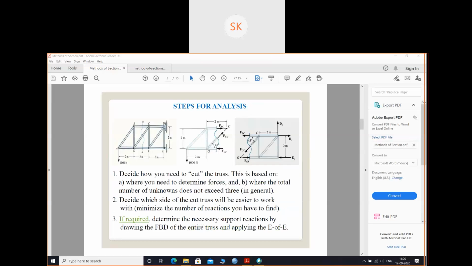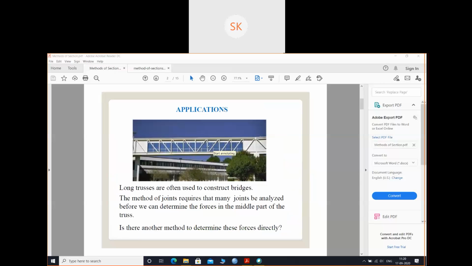So what is basically the method of sections? Suppose in truss analysis, we can find out the force in a member. We generally use this method to find the forces in these members, right? So we have the method of joints, but long trusses are often used to construct bridges, and in bridges the length of the truss is very big, right? The method of joints requires that many joints be analyzed before we can determine the force in the middle part of the truss. Suppose you have been asked to find the force in this member.